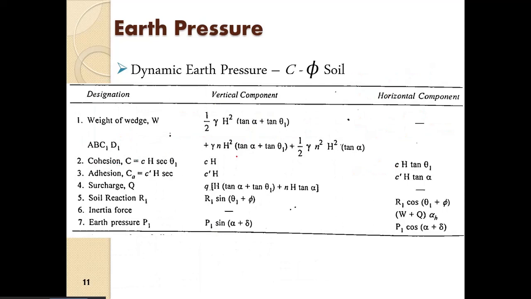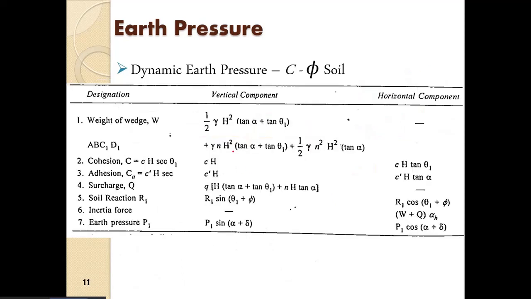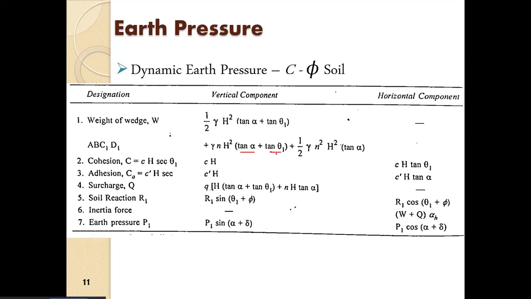So here you see, it is h naught, all right. So h naught into this length, okay. So that length will be h tan alpha, this part will be h tan alpha. So this is h, this is h, so this is h tan alpha, and similarly this one will be h tan theta 1, okay. So here tan alpha and tan theta 1, right.